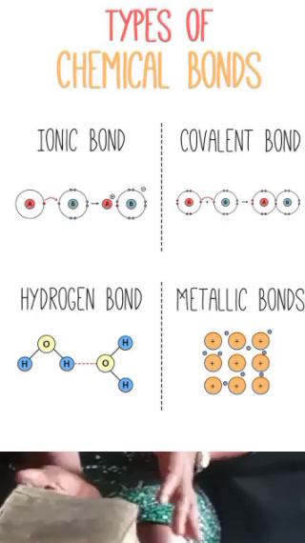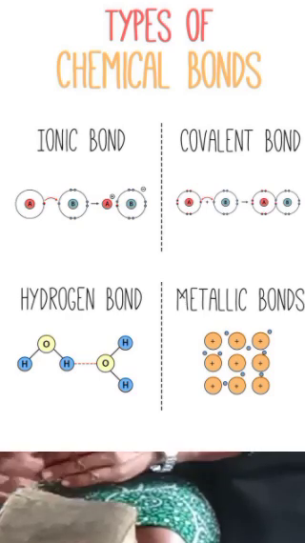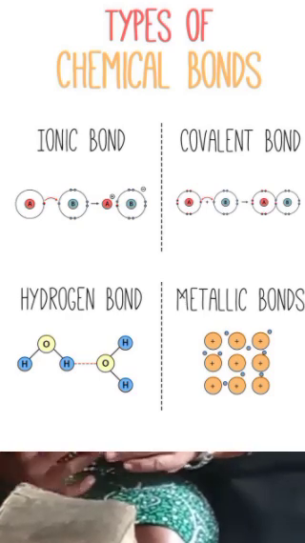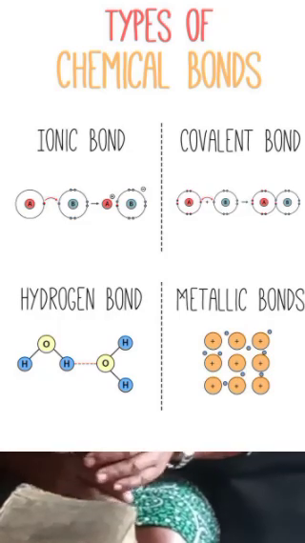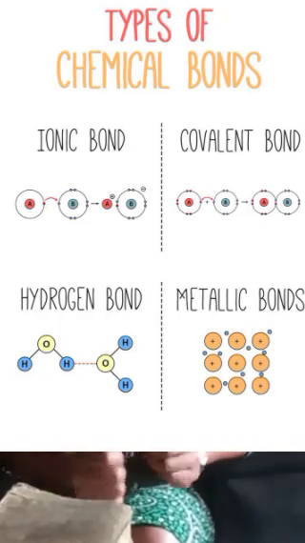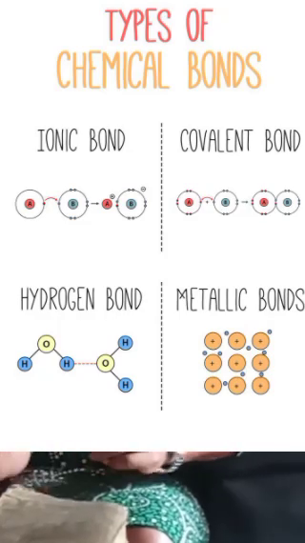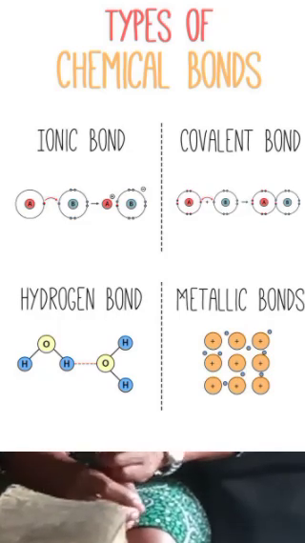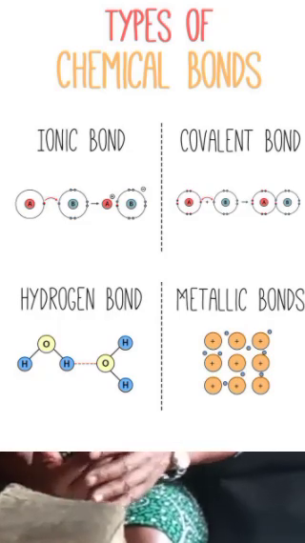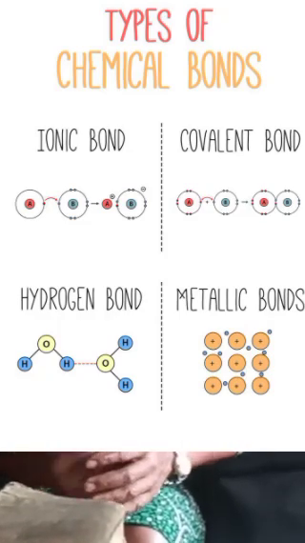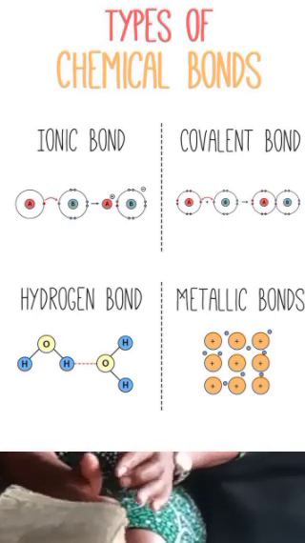Now, properties of chemical bonds. Number one, we have the bond length. What is bond length? The distance between the nuclei of two bonded atoms. Another one is bond angle, the angle between two bonds formed by a central atom. And thirdly, we have bond energy, the energy required to break a chemical bond. These are the properties of chemical bonding.